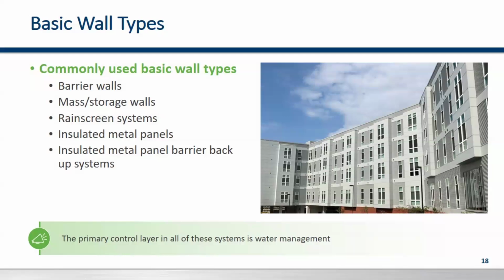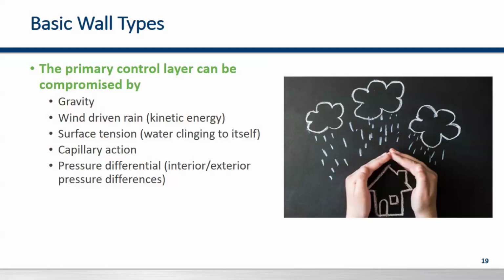The biggest thing with all of these wall types is water management. That is absolutely critical. Without being able to maintain water management, we can't have a durable, long-lasting wall. When it comes to water management, there are several areas where a wall assembly can be compromised. You can just have rain with gravity, wind-driven rain, or surface tension. And one of the hardest to control is pressure differentials within the building. So the ideal perfect wall would be able to protect the structure against all of these areas of compromise.